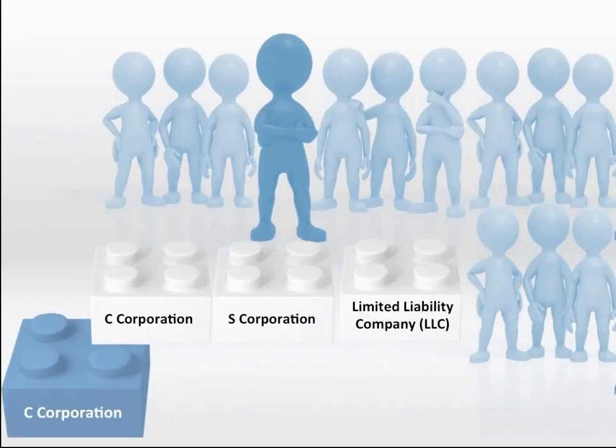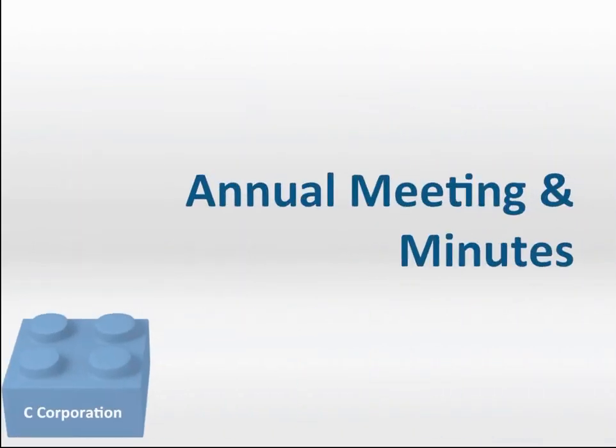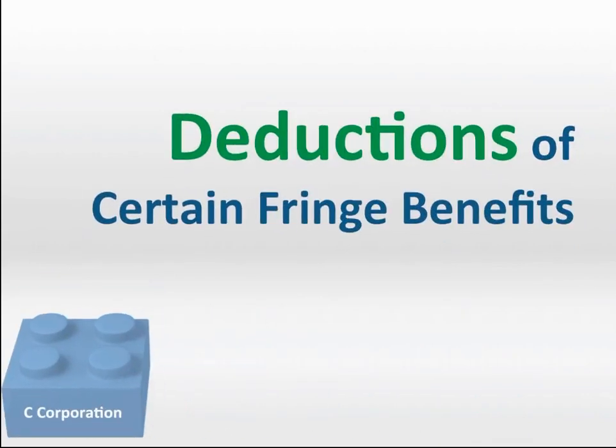C corporations have no limit, though, in the number of shareholders or who those shareholders are. Most states require that you hold annual meetings and record meeting minutes. Certain deductions are allowed only for C corporations with certain fringe benefits. For example, certain types of health plans or retirement plans can be deducted in the C corporation that cannot be in an LLC or S corporation.